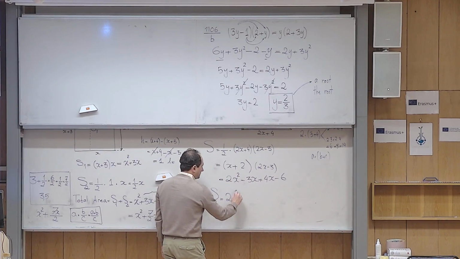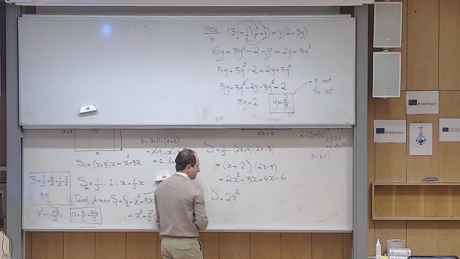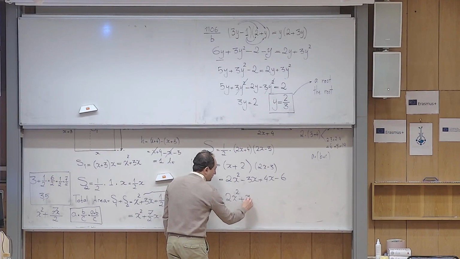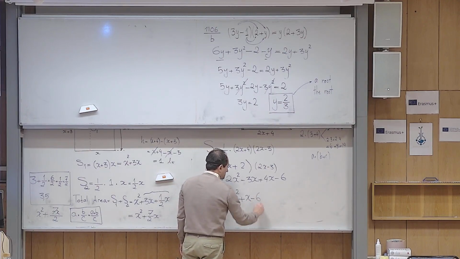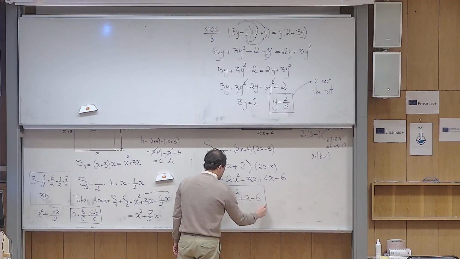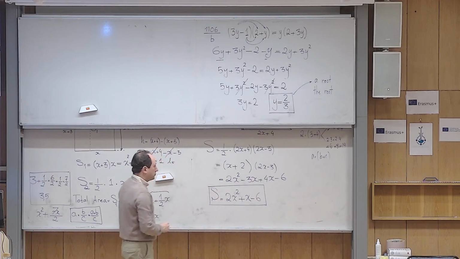2x squared. This one and that one is? x. You can also write 1x, but this is not common. If it is 1, don't write it. And then it's minus 6. That's the answer that we are supposed to get.